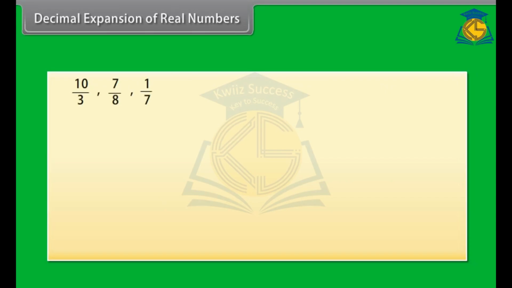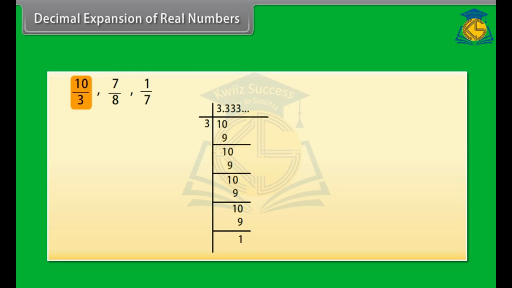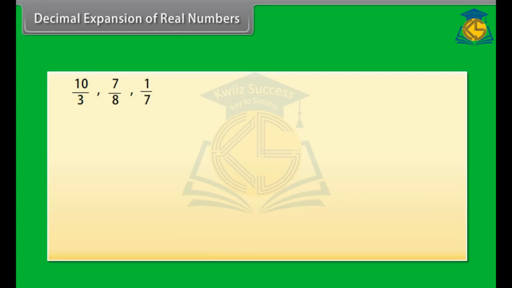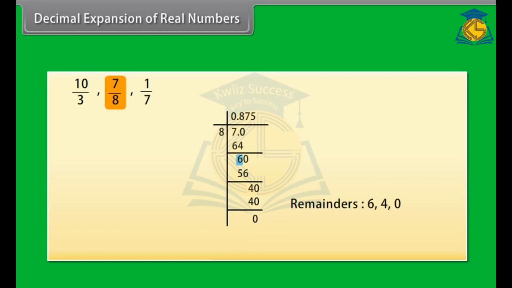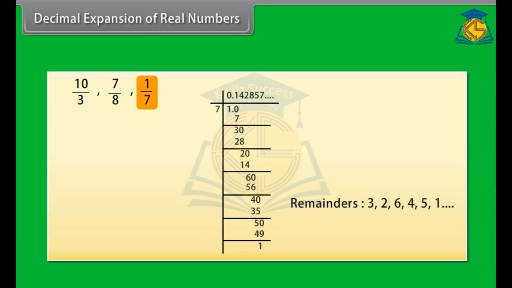Let us first take rational numbers. We will find the decimal expansion of these three numbers. Here we can see that on decimal expansion of 10 by 3, we get remainders 1, 1, 1, 1, 1. Similarly, the decimal expansion of 7 by 8 gives remainders 6, 4, 0. And the remainders for 1 by 7 are 3, 2, 6, 4, 5, 1.